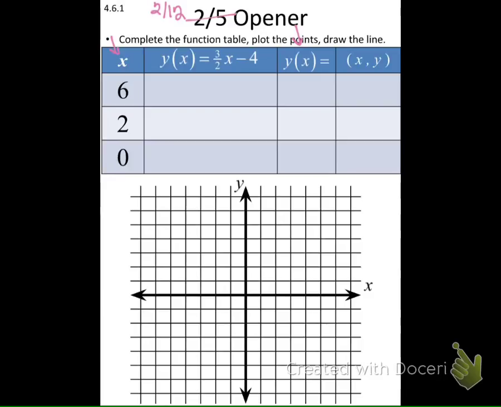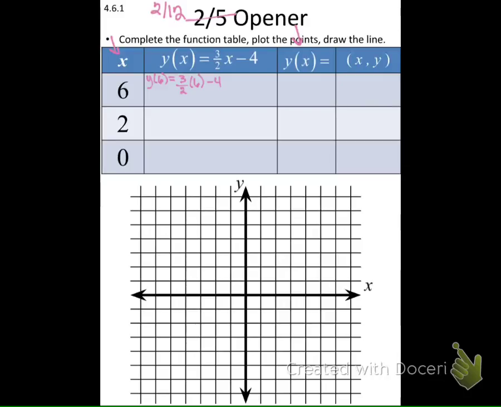Now, this one we can't just put y equals. We have to put the function of, or y of, whatever we insert for the variable x. So when you guys go to tell me, you'll have to tell me the function of, or y of 6 equals 3/2 times 6 minus 4. So you won't say y times 6 or y parentheses 6. It's y of 6 or the function of 6.